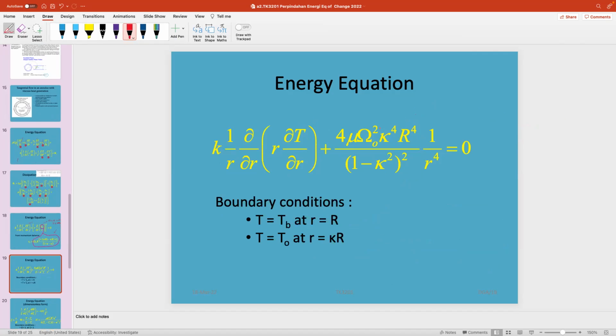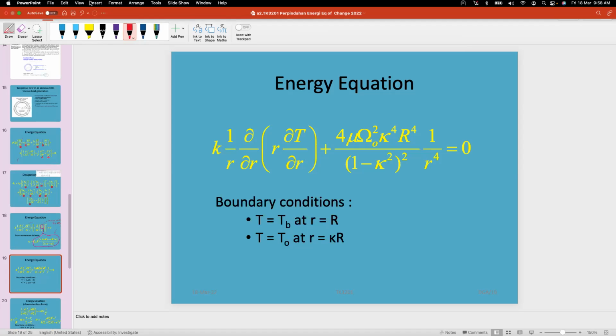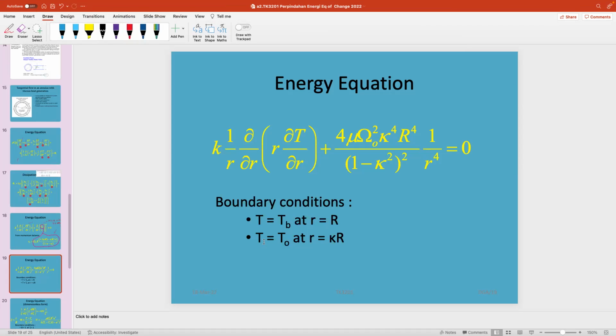later on we can get the energy equation. This is going to be the energy equation with the boundary conditions: T equals T_b at r equals R, and T equals T_0 at r equals kR. So it's basically the energy equation from the shell balance, and it should arrive at a similar result. This one is actually quite difficult to check, to see what the formula is.